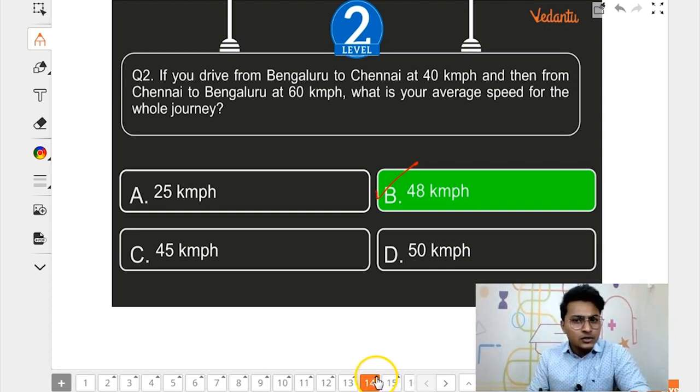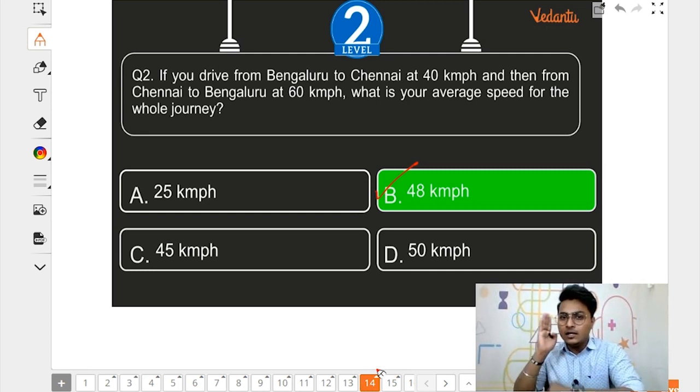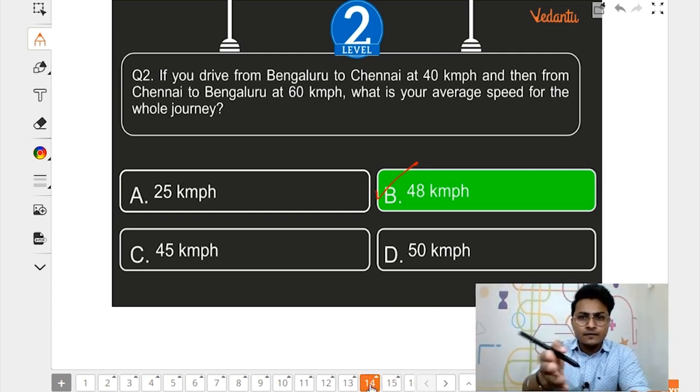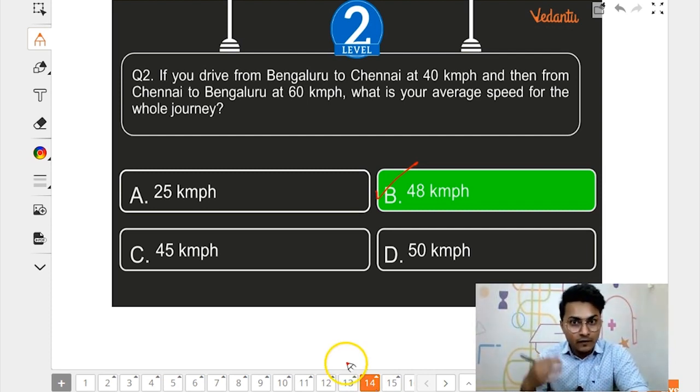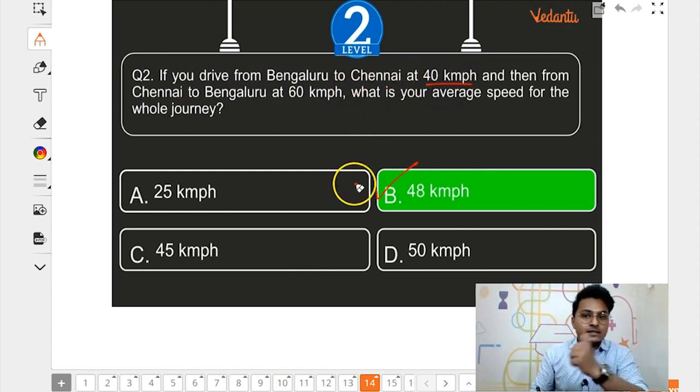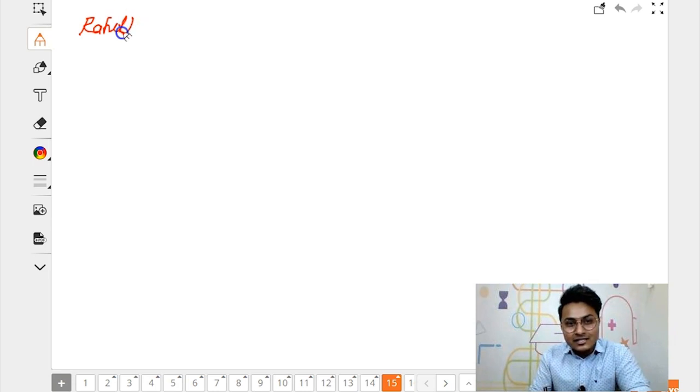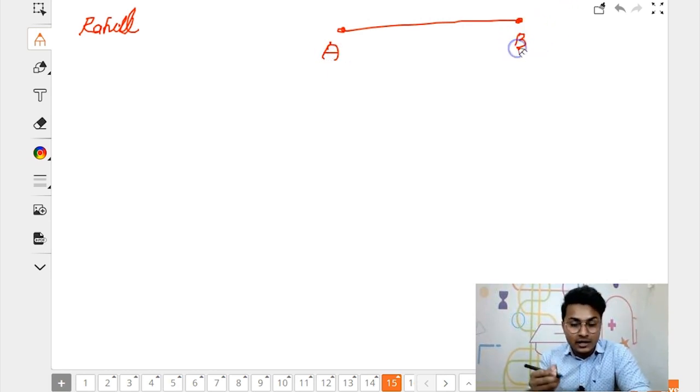Okay. So I want all of you guys to concentrate. Let's proceed the same way with the diagrammatical approach first. Let me read the question first so that I can draw the diagram. If you drive from Bangalore to Chennai at 40 kmph and then Chennai to Bangalore at 60 kmph. So that means, imagine, let us take the same example of Mr. Rahul here. Rahul is going from Bangalore to Chennai. So this is Bangalore point A and this is Chennai point B. He is traveling at a speed of how much? 40?